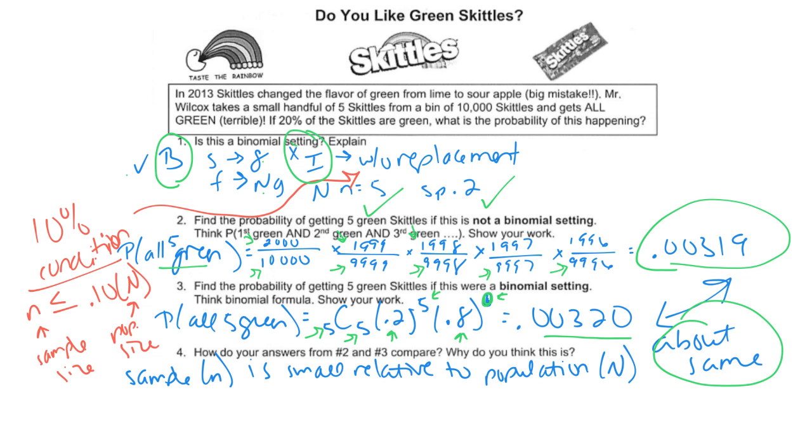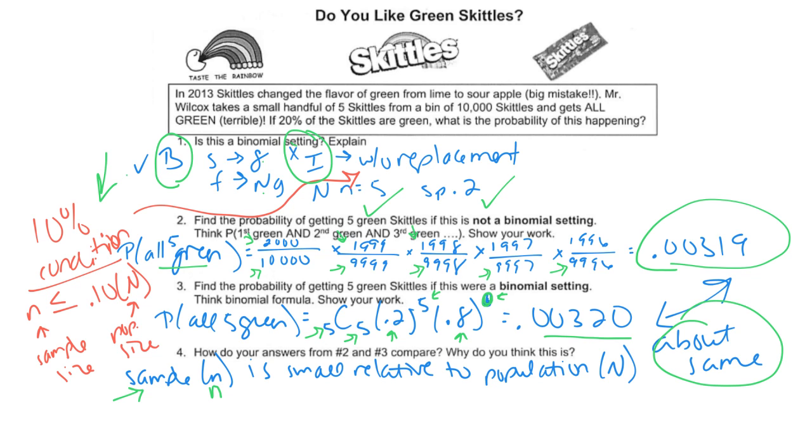So they're about the same. And this is going to be due to the fact that our sample, which is represented by a little n here, our sample is small relative to our population. So me pulling 1 or 2 Skittles out of a population of 10,000 just doesn't really make a big difference. And so that's why I can use what's called our 10% condition.